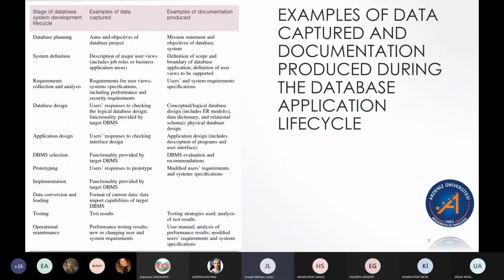So we will talk through some of the examples of documentation that we'll produce, but examples of data that we'll be getting. Now, this is not data that will go into our tables necessarily. Some of it's not. Like database planning, we want to know what is the purpose, aims and objectives. What are the purposes of the database project? All right. During the system definition, we're going to describe some major user views. How do our users plan to use them?